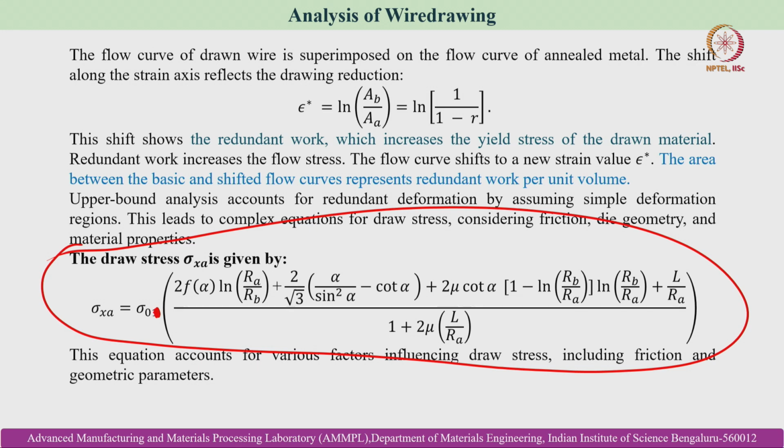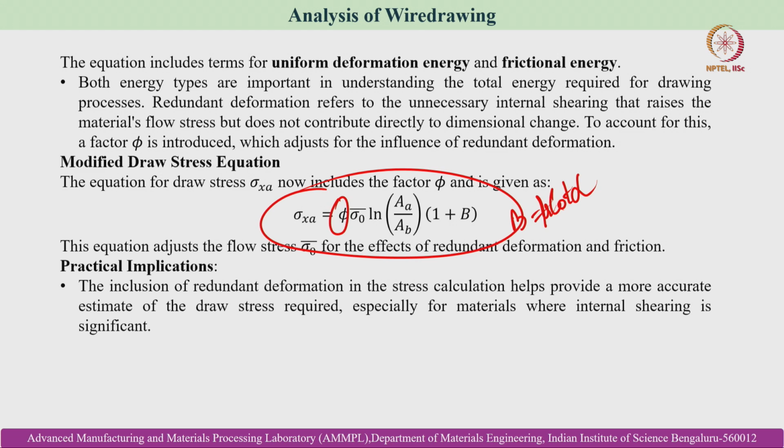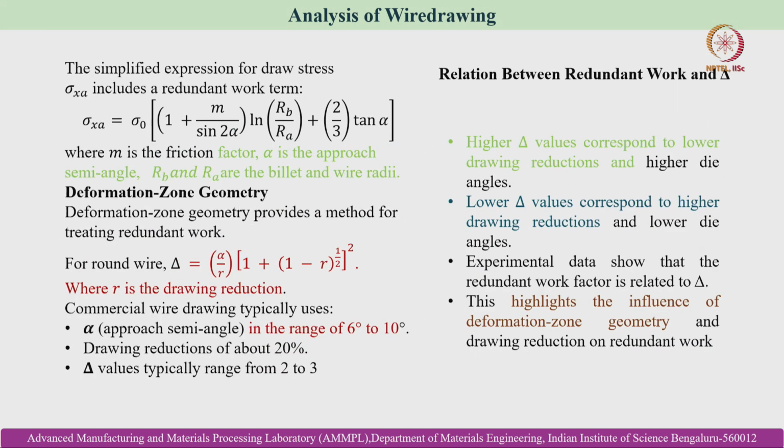So, this is a complicated expression which considers various factors influencing draw stress, including friction and geometric parameters. If not asked, you need not consider this expression; rather, you can consider the expression which we have discussed previously, and that is enough. There is no need to consider the effect of die geometry parameters unless otherwise stated. Now we can go to an even simplified expression for draw stress.